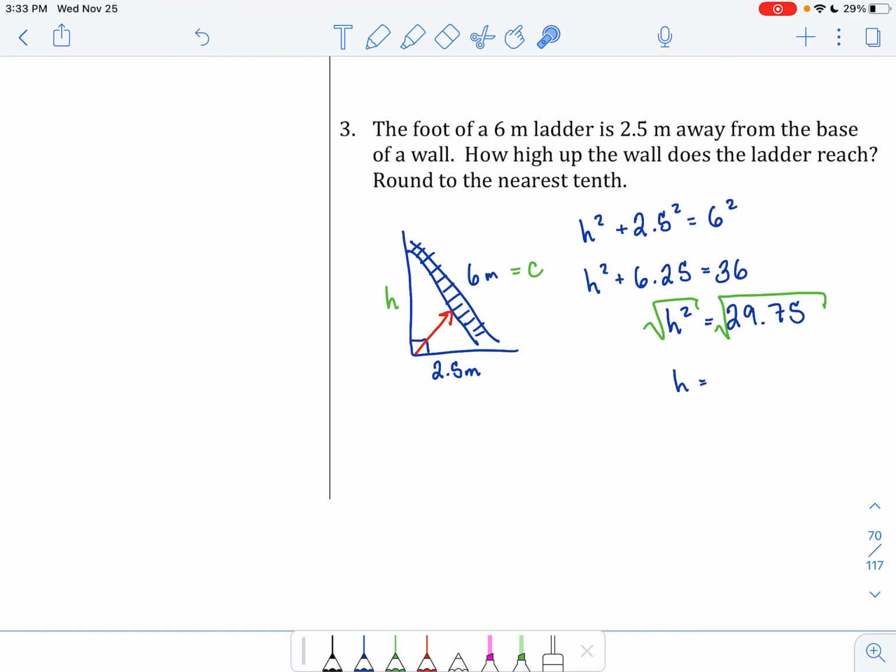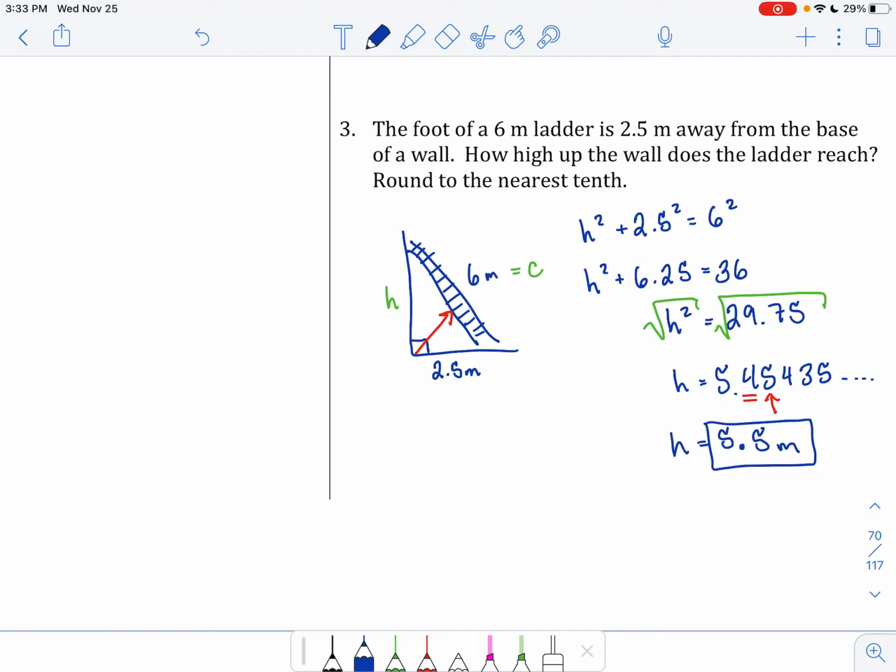So I'm still going to type in the square root of 29.75, and then you end up with 5.45435, so on, so on, so on. Since we're only rounding to the tenth spot, we just look at the next number to figure out if we go up or down. Since it's a 5, that means we round the digit up. So the final answer is 5.5, and the unit in this problem is meters.